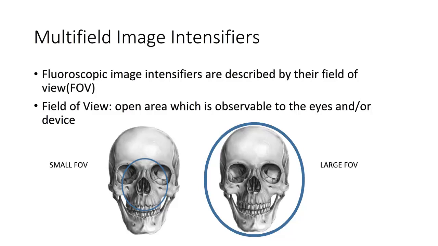You may be wondering why not always have a large field of view if that is the case. There are advantages and disadvantages to both. If you want to see more anatomy without having to move the fluoroscopic machine as much, it is better to use the large field of view. If you want to see small detail, it is better to use a small field of view. However, you cannot see anatomy that is outside of the field of view.